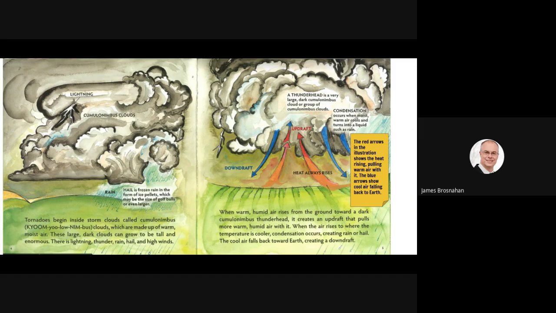A thunderhead is a very large, dark cumulonimbus cloud or group of cumulonimbus clouds. Condensation occurs when moist, warm air cools and turns into a liquid such as rain. The red arrows in the illustration show the heat rising, pulling warm air with it. The blue arrows show cool air falling back to Earth.